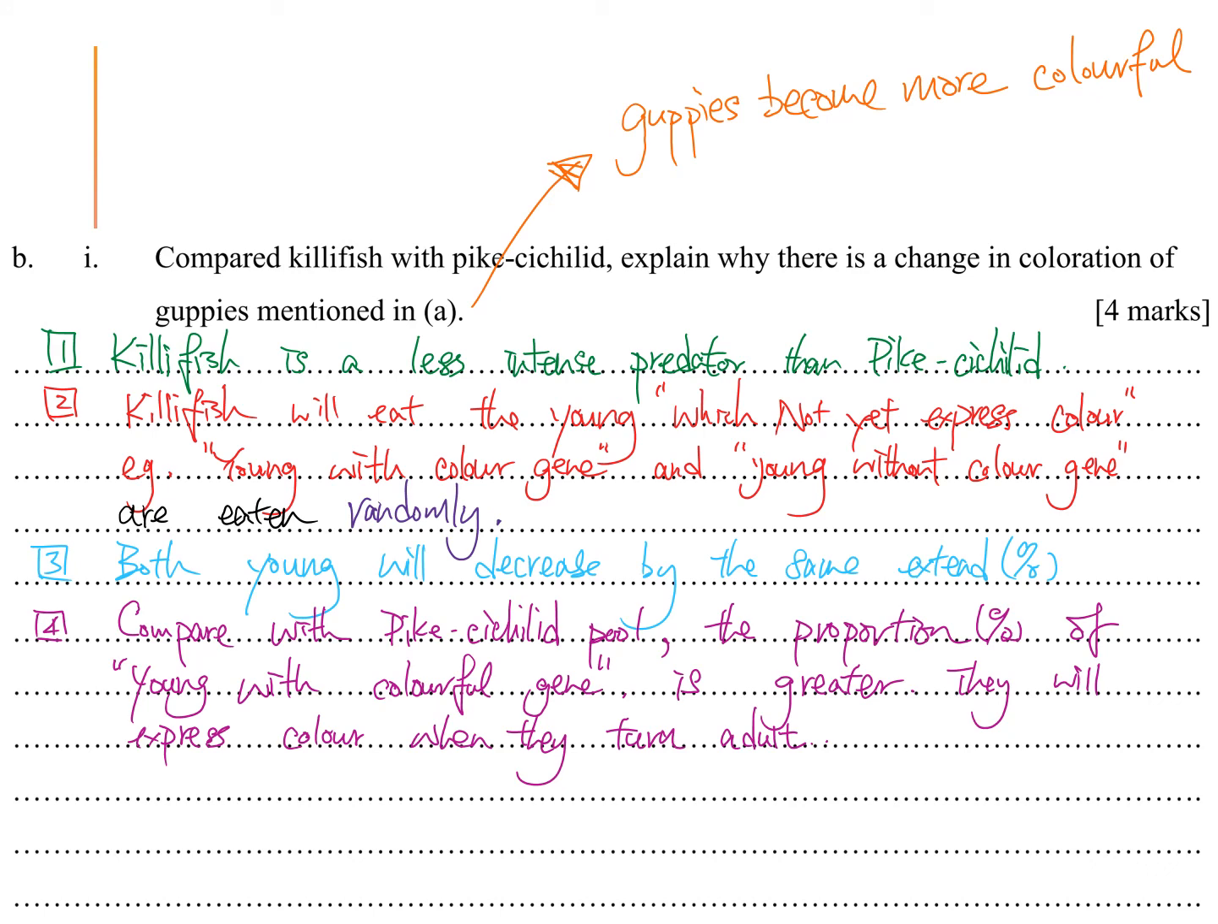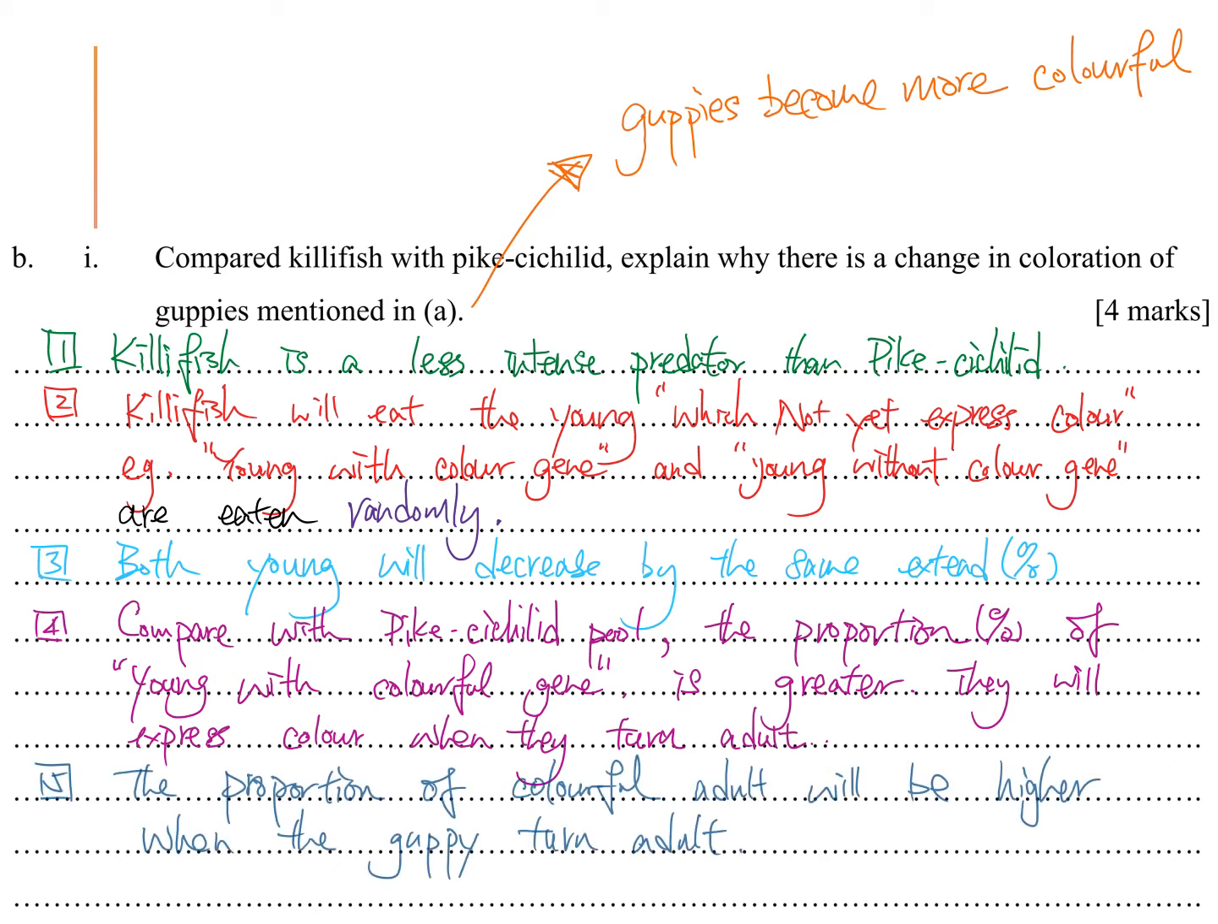Compared with the pike cichlid pool, the proportion of the young with the color gene is greater. So they will express their color when they turn adult. Therefore, at the end, the proportion of colorful adults will be higher when the guppies turn adult in the killifish pool.